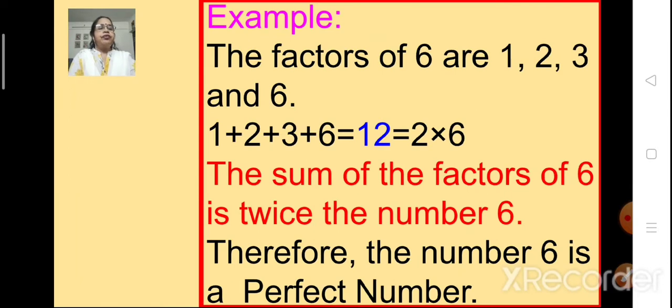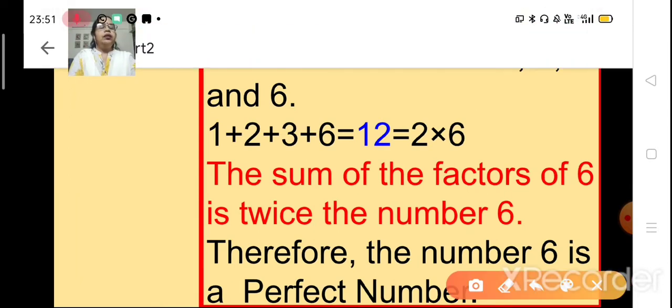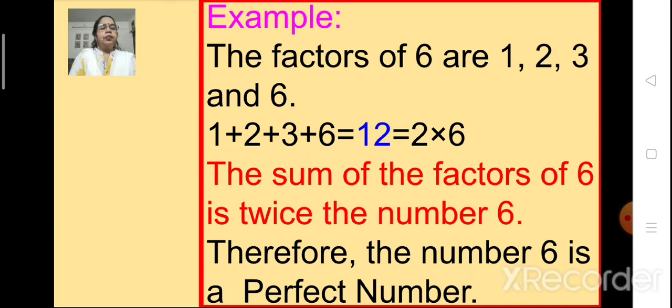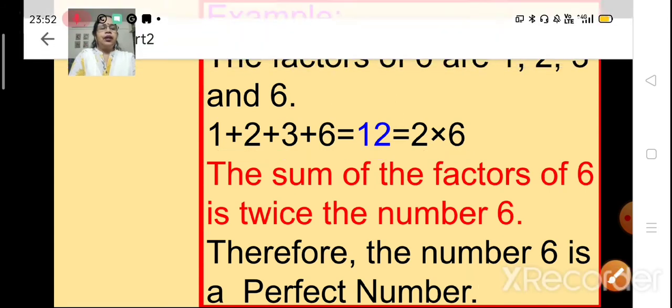The factors of 6 are 1, 2, 3 and 6. If we sum up all these numbers, 1 plus 2 plus 3 plus 6, we get 12. And 12 is 2 times 6, isn't it? So 6 is a perfect number, isn't it? So the sum of factors of 6 is twice the number 6. Therefore, number 6 is a perfect number.